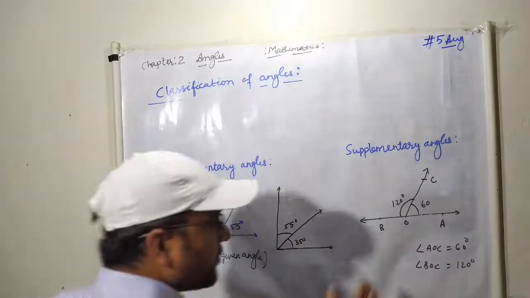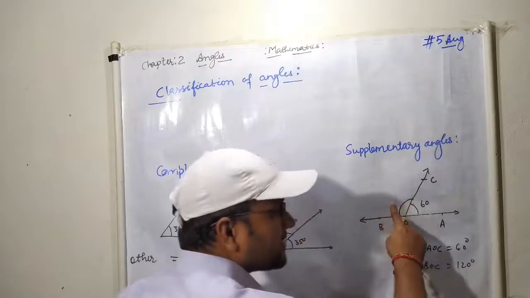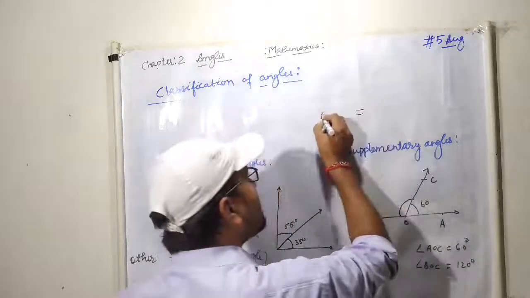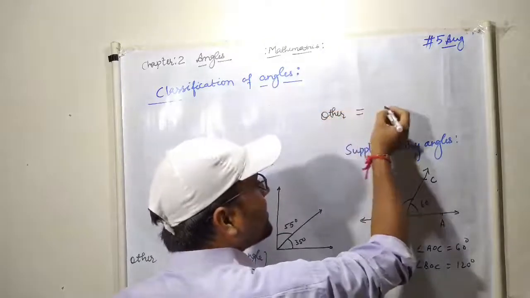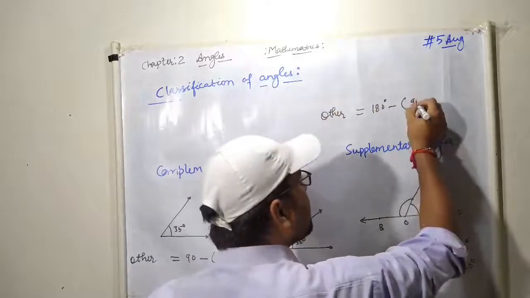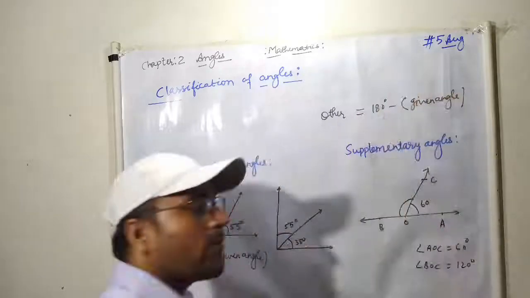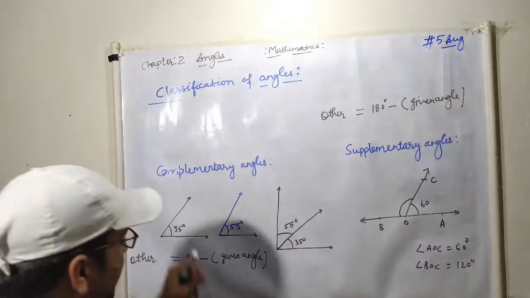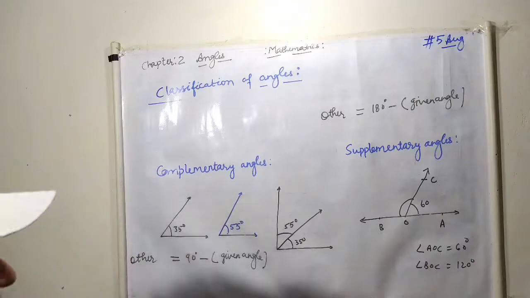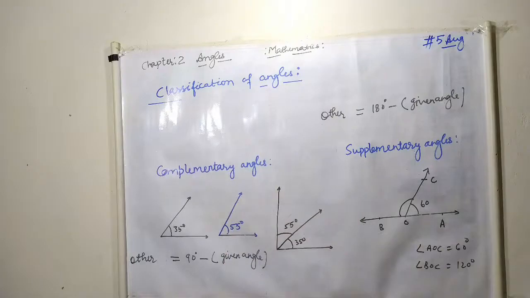And if one angle is given, suppose this angle is 60, how will you find the other supplementary angle? The other supplementary angle is equal to 180 minus the given angle. So you subtract the given angle from 180 degrees, and in a complementary angle you subtract the given angle from 90 degrees. So this is a complementary angle, this one is a supplementary angle.